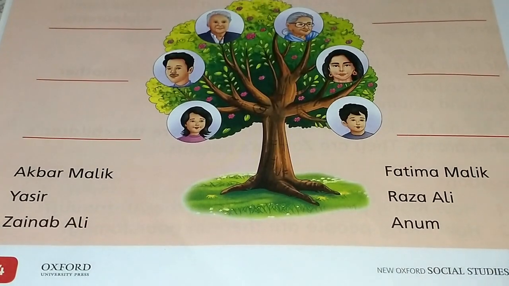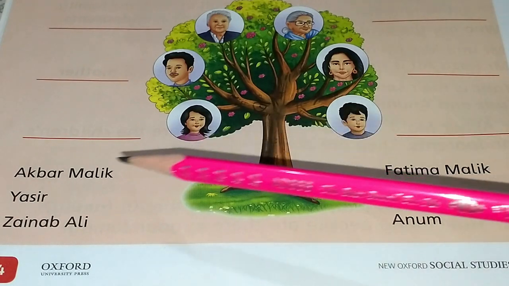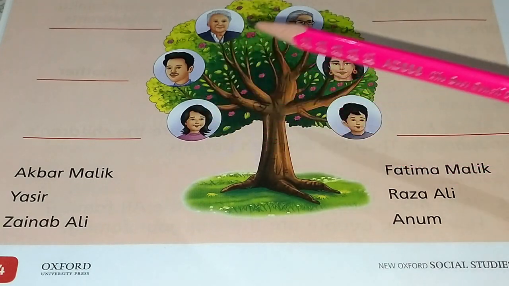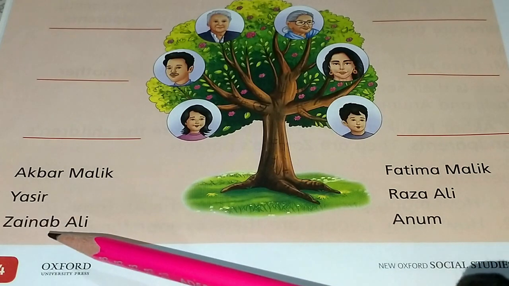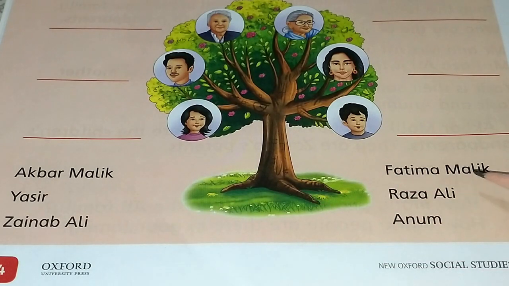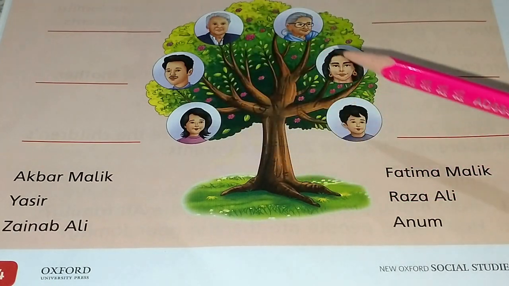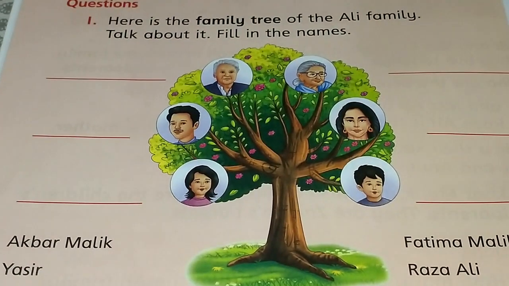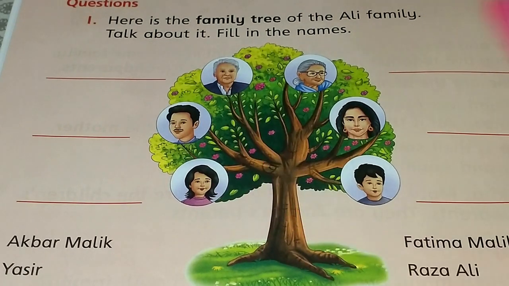Okay, students, can you see? Here are the names written of these people. What are the names? Akbar Malik, Yasir, Zainab Ali, Fatima Malik, Raza Ali and Anam. We have to find out the name of all these people. Let's start from blank 1. This is blank 1 and let's see who is he.